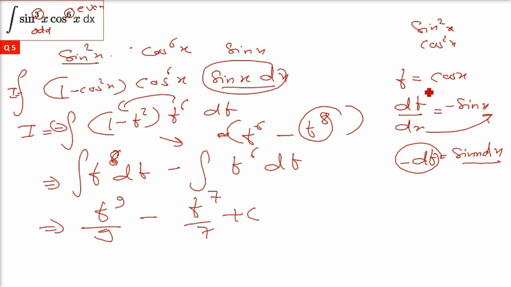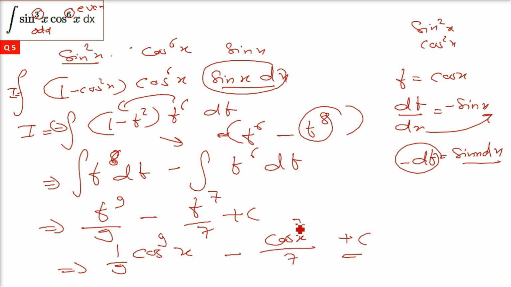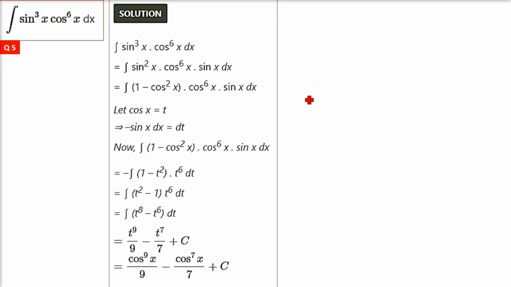What is t? It is cos x. So cos x to the power 9, 1 by 9 it will be. So this is your final answer I'm writing. T raised 7 will be cos x to the power 7 by 7 plus constant of integration. This is your final result. So this is how you are going to go about it.